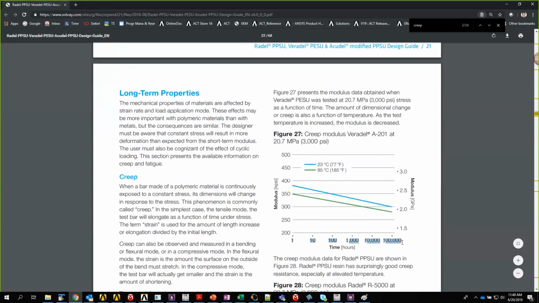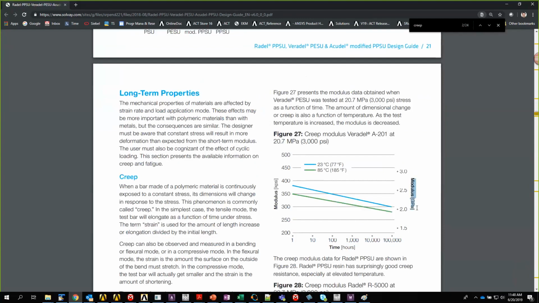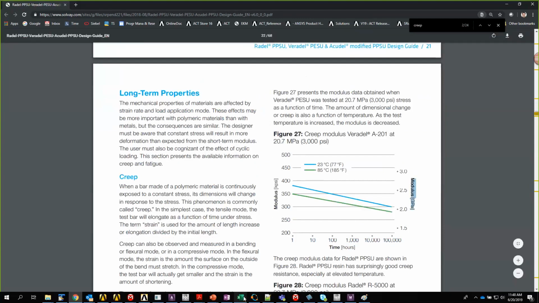The information here is given in a log scale. The time axis is in a log scale because we are talking really about very long duration. And the creep modulus is given. Okay. Now let's look at this data.